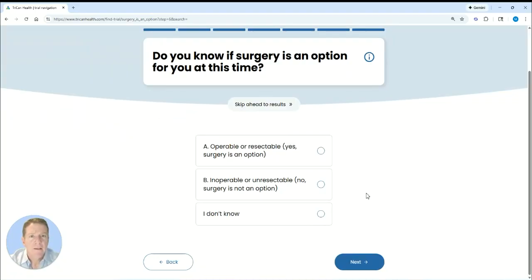And identifying if surgery is an option for you. So your doctor might have said that they want to refer you to a surgeon to have your tumor resected. In that case, would you be operable or resectable? In this case, we'll assume that that is not true, that it is unresectable or inoperable.